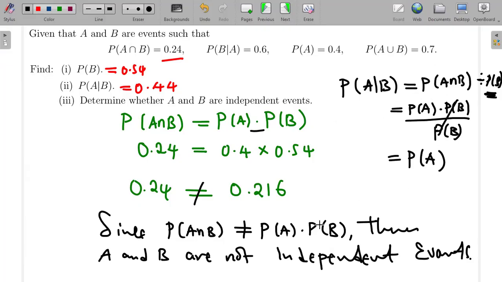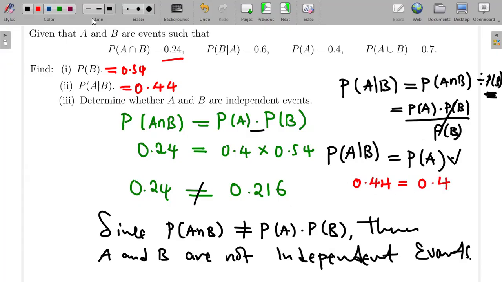A. So if you don't want to go by this route, you can simply check, is the probability of A given B the same as probability of A? If these two are the same, then we conclude that A and B are independent. But if these two are different, then we conclude that A and B are not what? They're not independent. Okay, so let's check here. So probability of A given B, we had found as 0.44. Is this equal to the probability of A, which is 0.4?